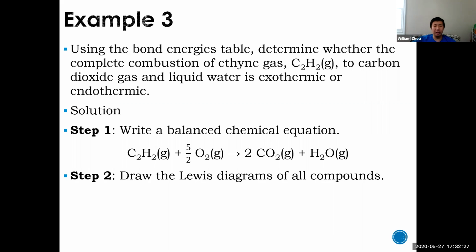All right, cool. Moving on to the Lewis diagram. Why will we need to draw the Lewis diagrams? Well, if you don't draw the Lewis diagram, how would you know what kind of bonds are present, right? Because we're talking about bond energy, and to know that, you've got to know what bonds are present in your molecules.